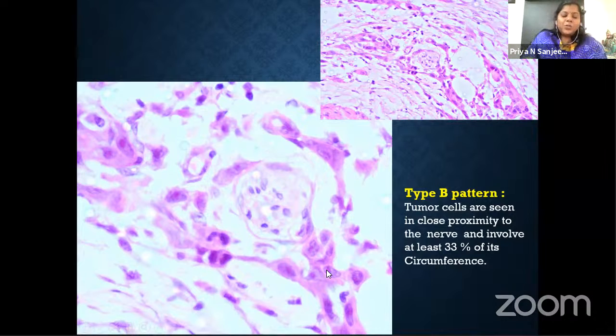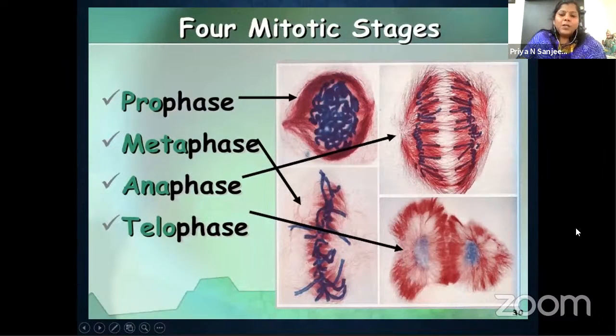And its beautiful schematic representation is also mentioned. You can go through that article. Next is identifying the mitotic activities. You all know about the normal mitotic stages: prophase, metaphase, anaphase, and telophase.